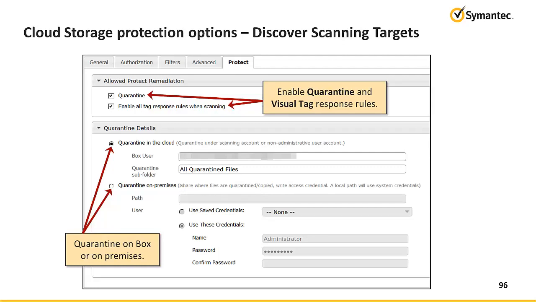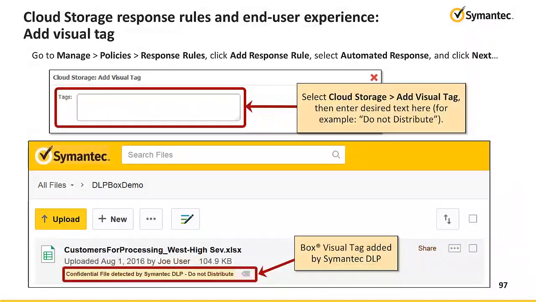The Enable All Tag Response Rules when Scanning option enables the Add Visual Tag Response Rule action that can apply visual tags as metadata to sensitive content stored in your Box cloud storage target. The Cloud Storage Add Visual Tag Response Rule helps your Box users search for and self-remedy cases of sensitive data residing on the platform. Once Cloud Storage discovers a file that contains information protected in DLP policies, Symantec DLP adds a visual marker to the file in Box, as configured in the response rule.